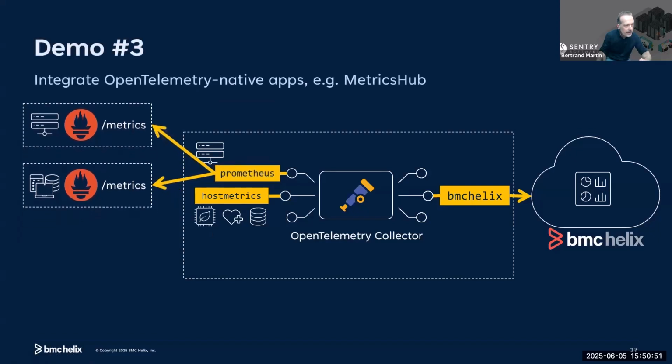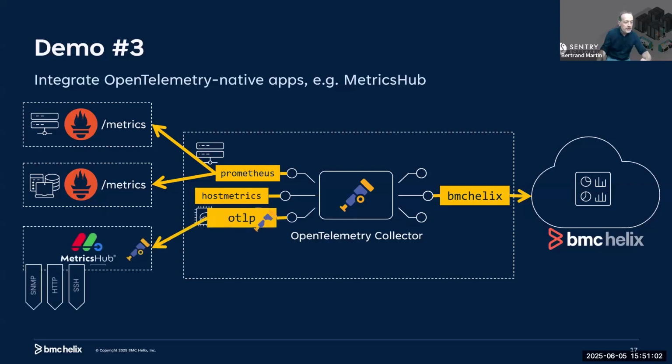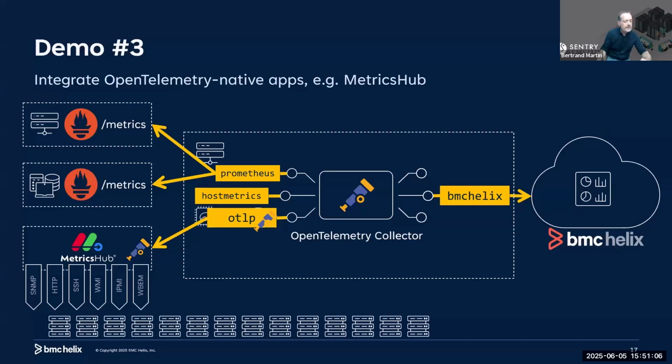Now, something else that we can do is integrate OpenTelemetry native collectors like MetricSec. MetricSec is something that we created recently at Sentry. It's a super collector but it pushes everything natively in OpenTelemetry. It collects everything from server, storage systems, network devices, through SNMP, HTTP, SSH, WMI, API, WBEM, etc., and pushes the data as OpenTelemetry metric signal through OTLP. Then it goes through the OpenTelemetry collector, then the BMC Helix exporter, and arrives in BMC Helix, where it can be leveraged for alerting, correlation, dashboarding, etc.